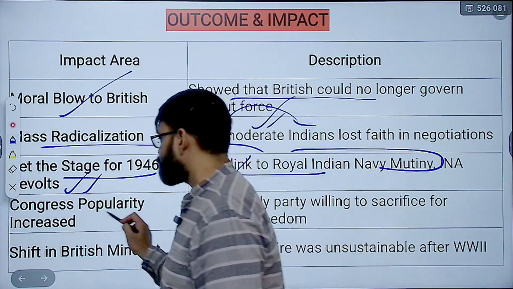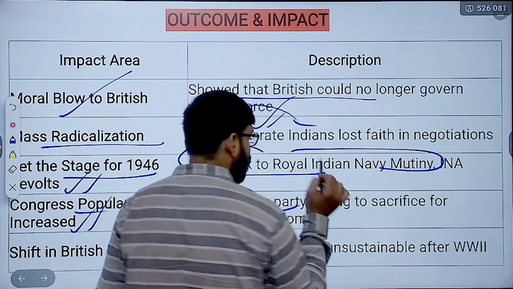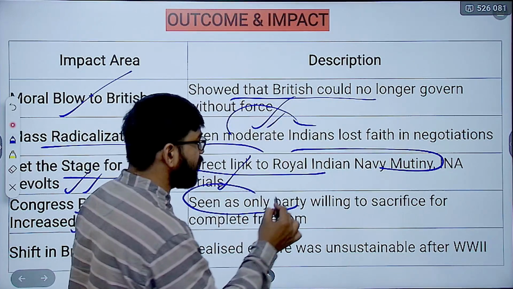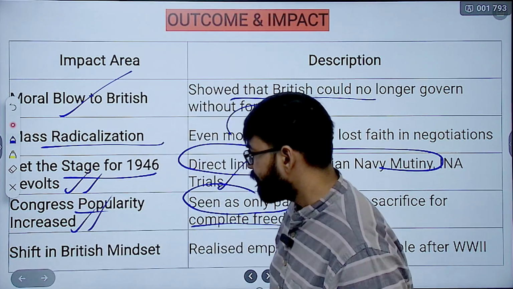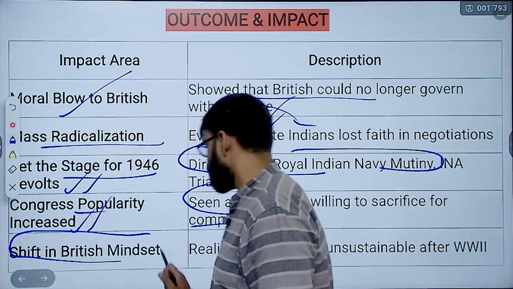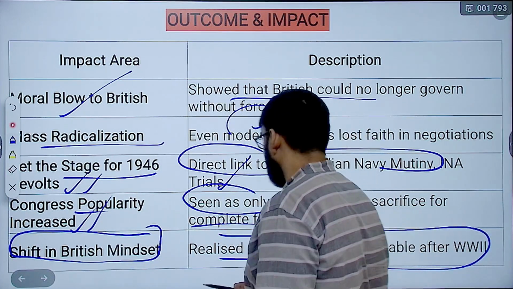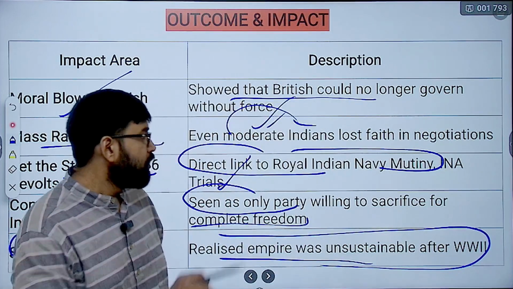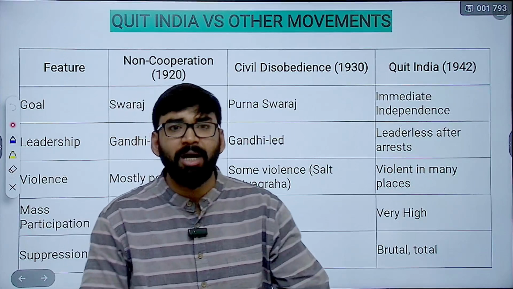Then Congress popularity increased because of this revolt. It was seen as the only party willing to sacrifice for complete freedom, and no other party. Then a shift in British mindset. So finally the British Empire realized that it was unsustainable to hold India after the Second World War. Understood?